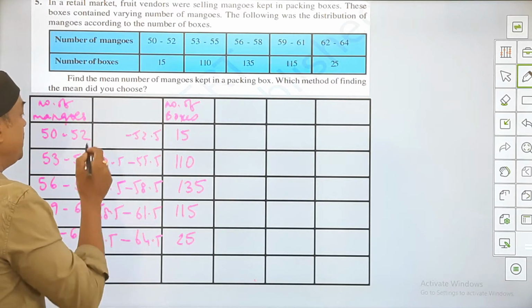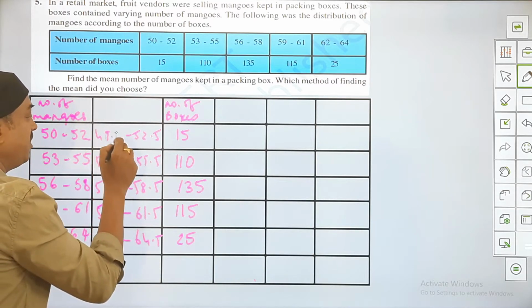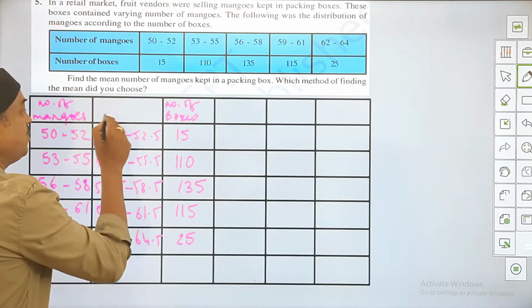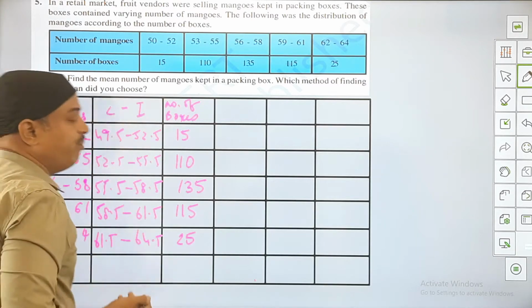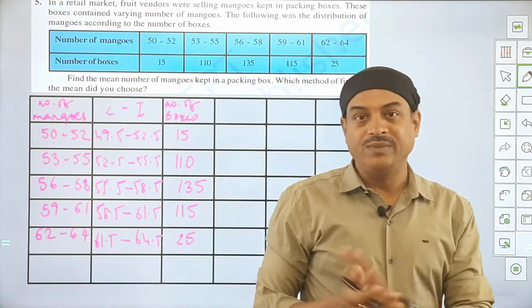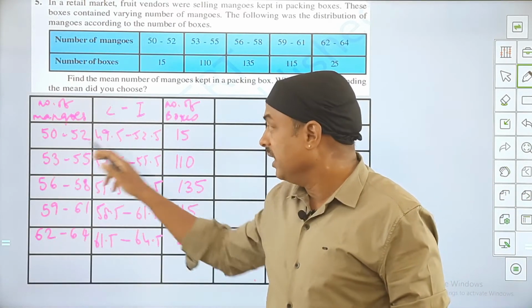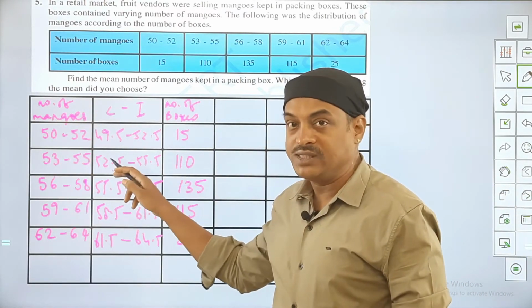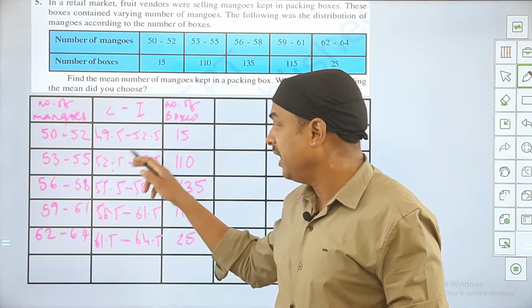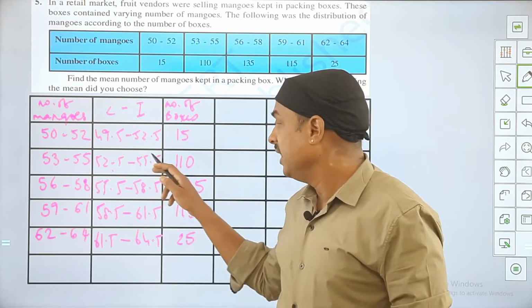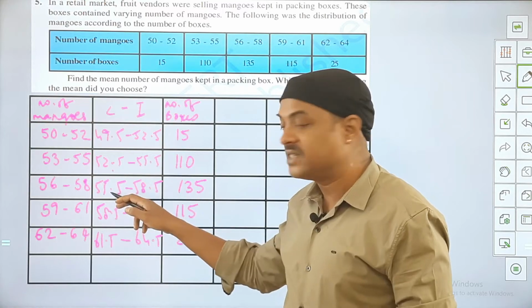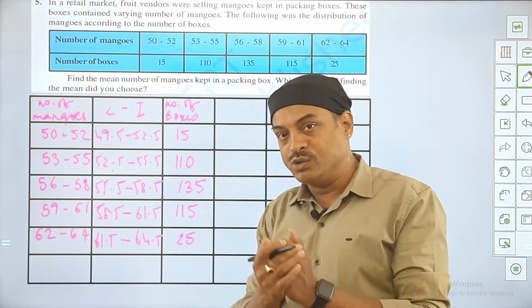Now what about the first one? This will be 49.5. You call this the class interval, or number of mangoes as per the question. It is the same thing, but instead of having a gap, it is always recommended to have continuous data. Exactly up to 52.5, again it starts from 52.5. Exactly up to 55.5, again it starts from 55.5, and that continues.